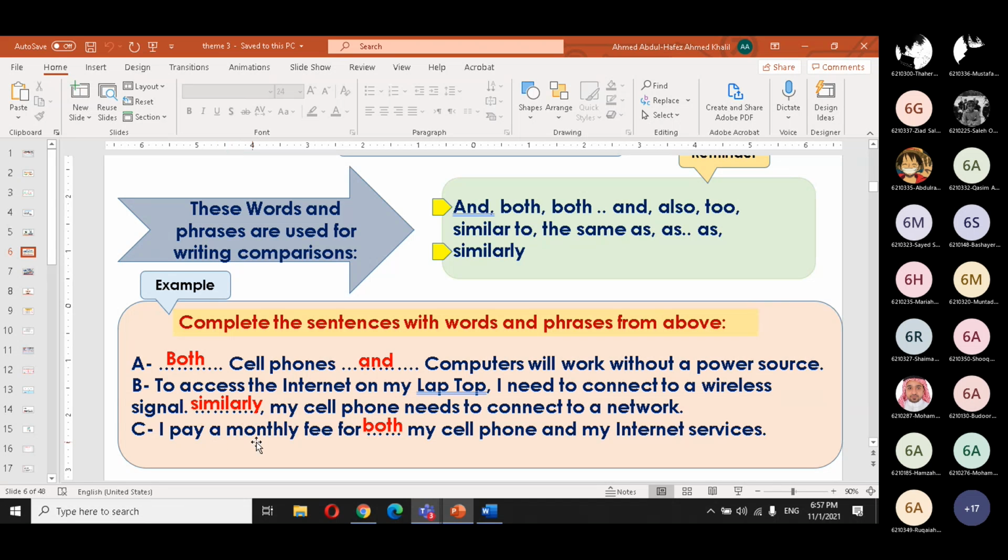Okay, I pay a monthly fee for both my cell phone and my internet services. So when you say both and, when we say similarly, when we say both, this means that we talk about similar things.